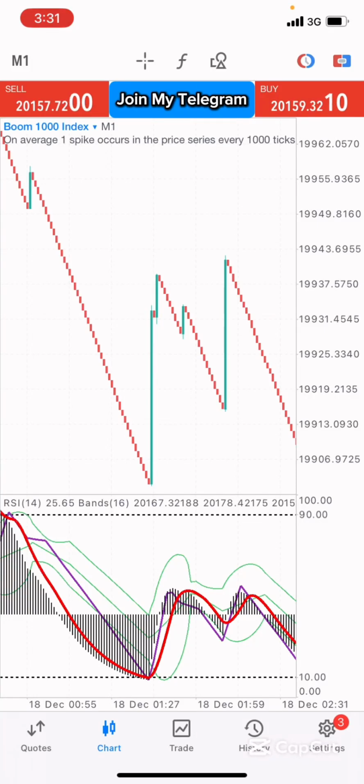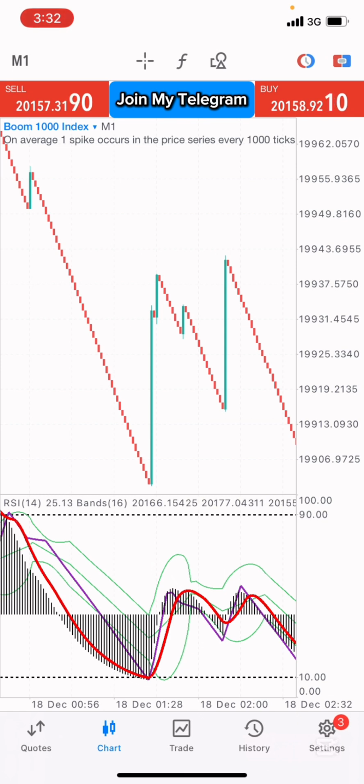If you want to become profitable before this year ends, I'm going to share with you guys the perfect strategy to grow your smaller account into a big account and become a profitable trader on Boom and Crash indices. Currently I am on the Boom 1000 index market, and I'm going to share a very powerful strategy that you can use to make profits with this type of market.